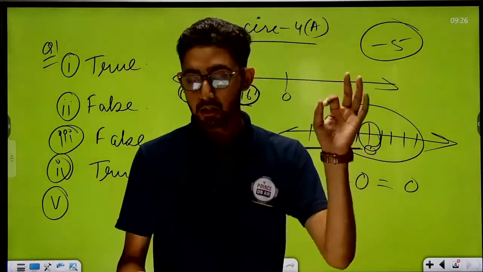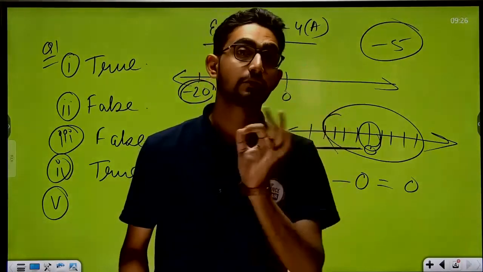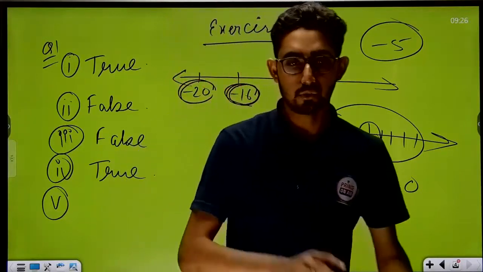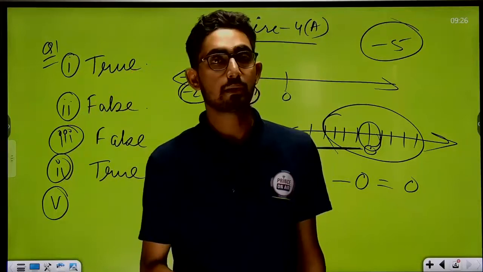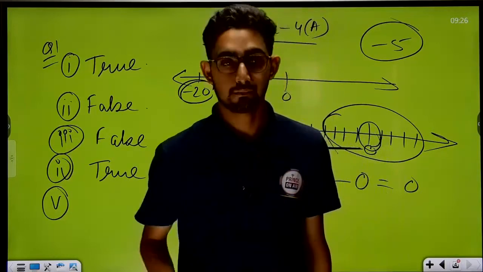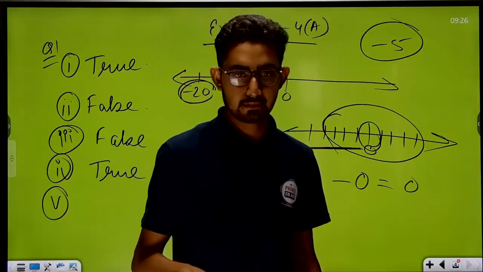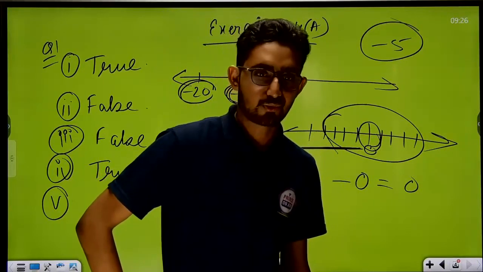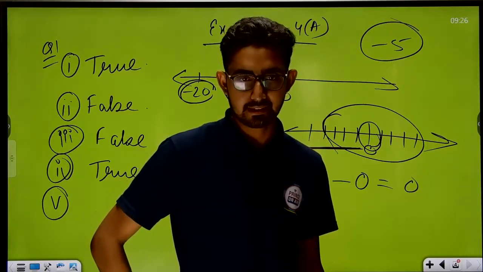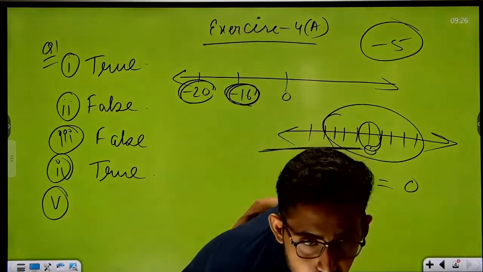Now the next and last part of this true and false statement: all the whole numbers are positive integers. Now think, all the whole numbers are positive integers. Now tell me students, yes or no? True or false? Yes. Okay. No. False statement. Many of the students gave the answer false.